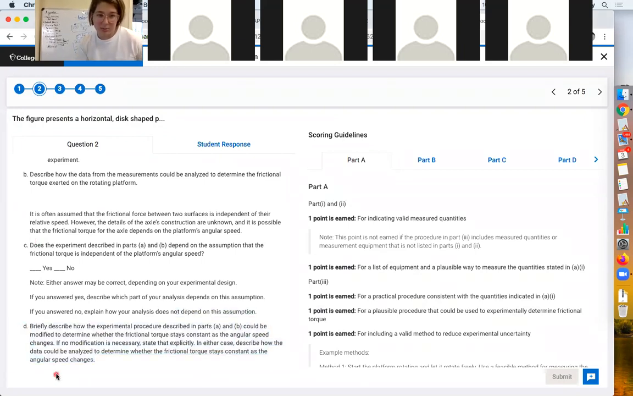D, describe how the experimental procedure described in parts A and B could be modified to determine whether the frictional torque stays constant as the angular speed changes. So basically this is like C.